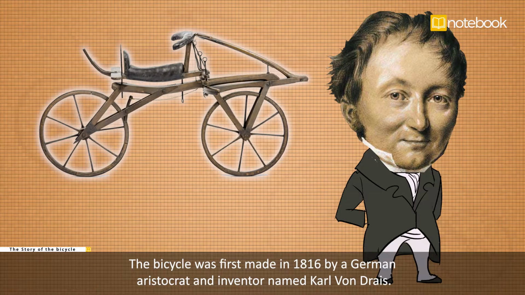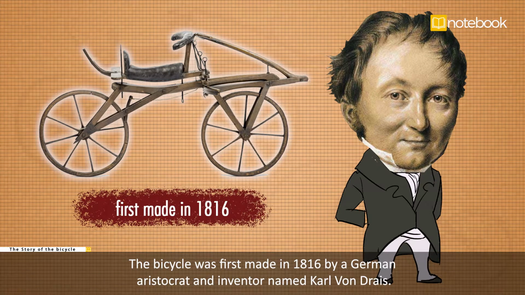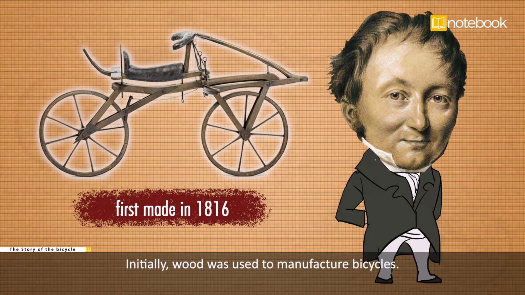The bicycle was first made in 1816 by a German aristocrat and inventor named Karl von Drais. Initially, wood was used to manufacture bicycles.